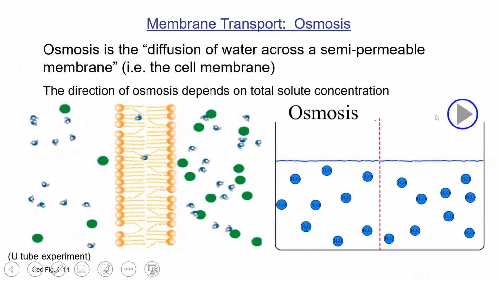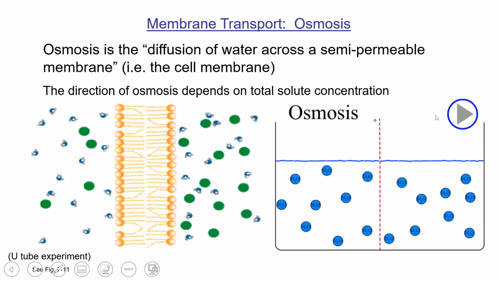Another type of transport is, of course, osmosis. What is osmosis? Osmosis is really just a special type of diffusion. It's the diffusion of water. We talk about osmosis a lot because water is hugely important in biological cells. I have a little video for you, which I'm going to play on the right.